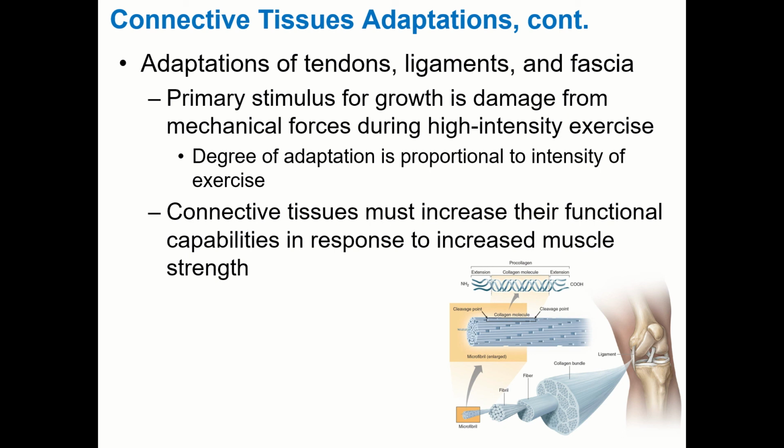Your connective tissues adapt as well, so your tendons, your ligaments, and your fascia. The primary driver of the adaptation in those is the intensity of the exercise. So you can see the degree of adaptation is proportional to the intensity of the exercise. The more intense the exercise, like the heavier you lift, the bigger the jumps, then the greater adaptation we tend to see in the connective tissue.